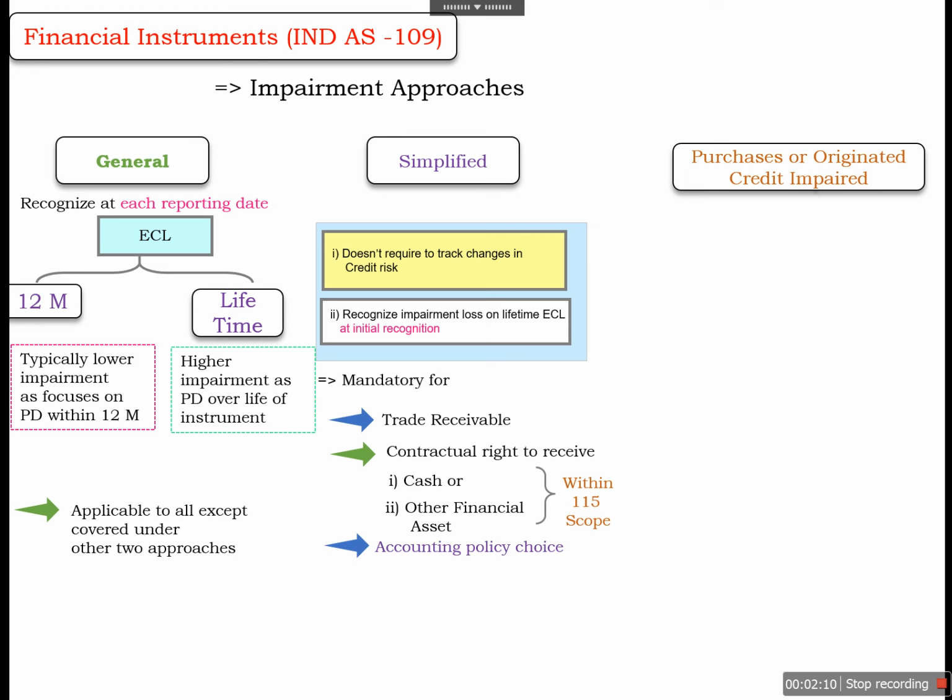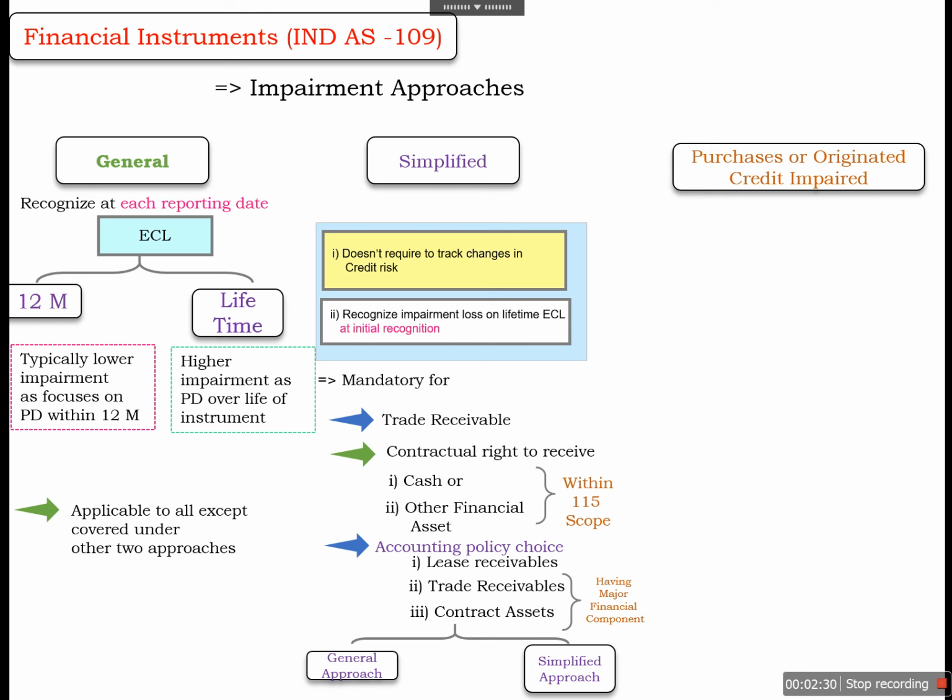And we have an accounting policy choice for the financial assets that are lease receivables, trade receivables, or contract assets within the scope of 115 and have major financial components. In this case, we can either use the general approach or the simplified approach for recognition of impairment loss. And once we have decided the approach, we need to apply it consistently, and we need to apply the chosen approach, either general or simplified, on all the items in that bracket, and it cannot be applied selectively.